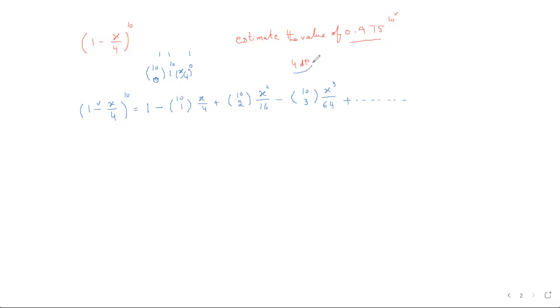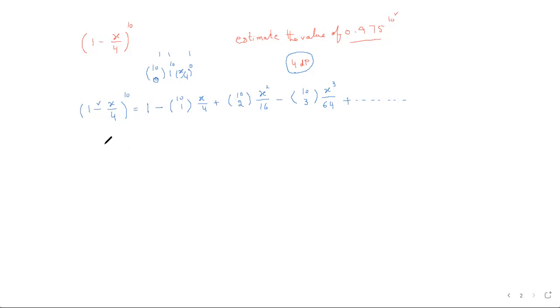But we want to find the answer up to 4 decimal points. If we want the answer up to 4 decimal points, then we will actually have only the first 4 terms, because there is a division when we put in this x term, and we want to find a very small number, which is 0.975, and with the increase in the number of terms, the decimal point will also go further. So we can keep up to the first four terms.